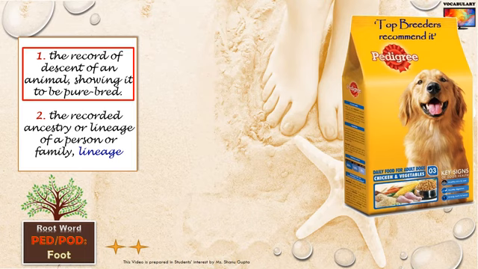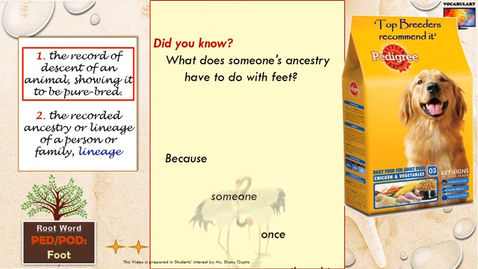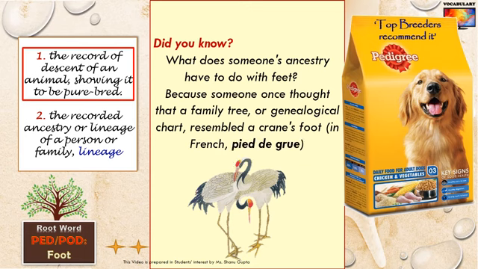When describing animals, I might say that when I adopted a particular pup, I inquired for his pedigree before doing so. Now you might be wondering, what does someone's ancestry have to do with the feet? After going through several sources like the Merriam-Webster dictionary, I found that's because someone once thought that a family tree or a genealogical chart resembled a crane's foot, which in French is pied de grue. Even though crane's feet only have 4 talons or claws, no more than any other bird, while a family tree might have hundreds of branches. Interesting, huh?